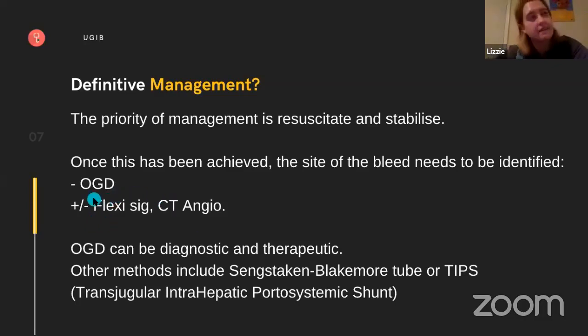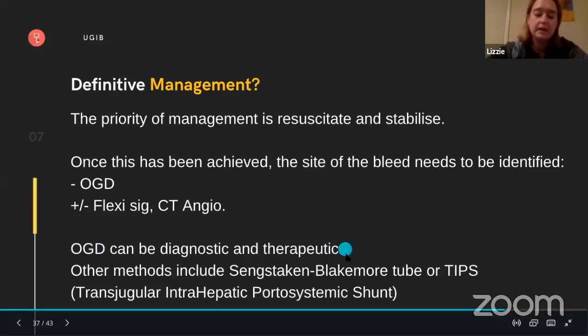Remember with melena, I think up until the hepatic flexure, you can still get melena from GI bleeds from the mouth down. So it may be much lower down than the OGD can reach. And in patients who are not suitable for OGD, sometimes CT angiograms can be used. Your OGD can be diagnostic and therapeutic, and more dramatic methods of management can be put in place.